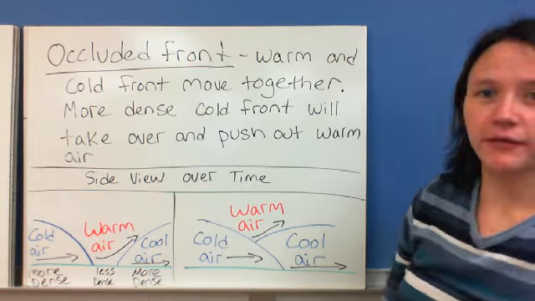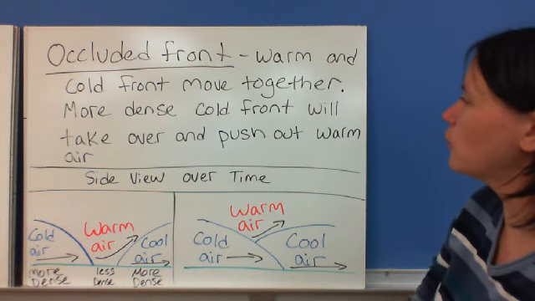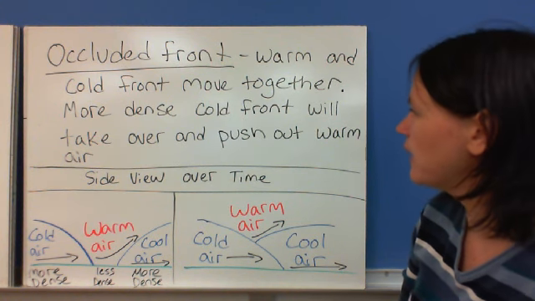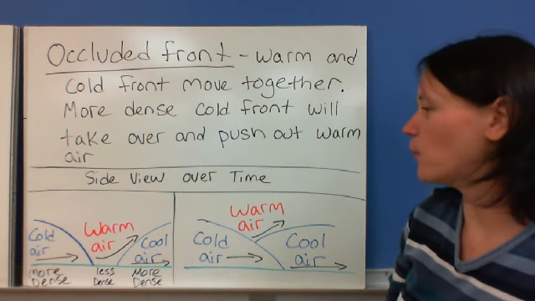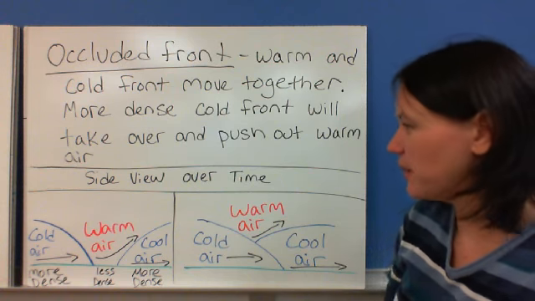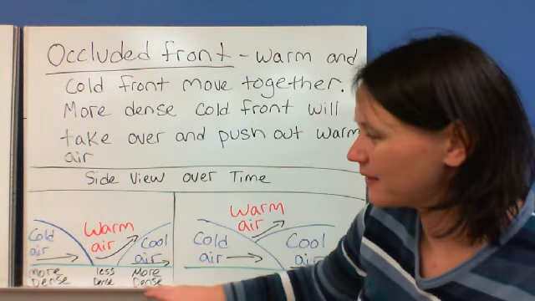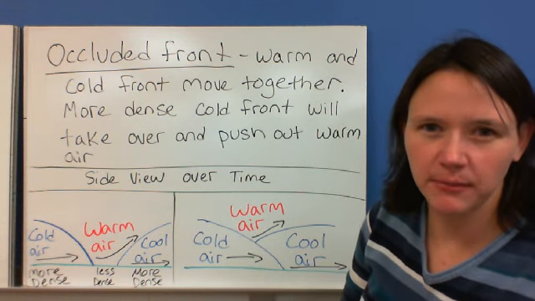An occluded front, okay? This is when you have a warm and cold front that move together. The more dense cold front will take over and push out the warm air, okay? So basically this is what's happening, all right? You've got two cold air masses and this little warm air mass is stuck in between.